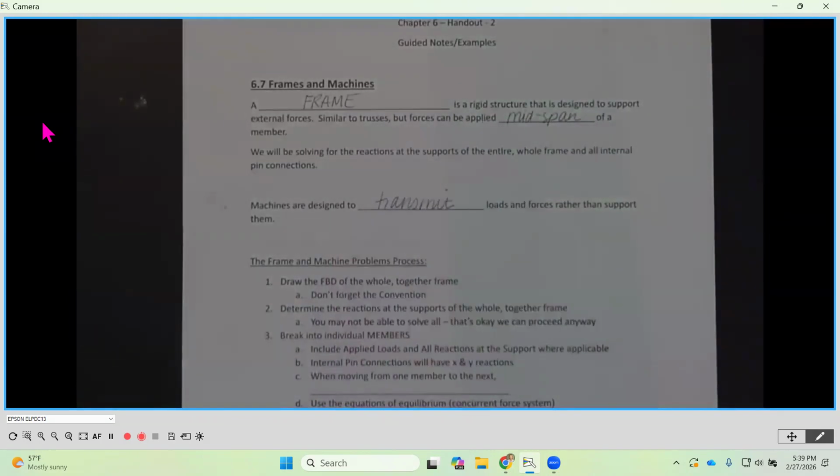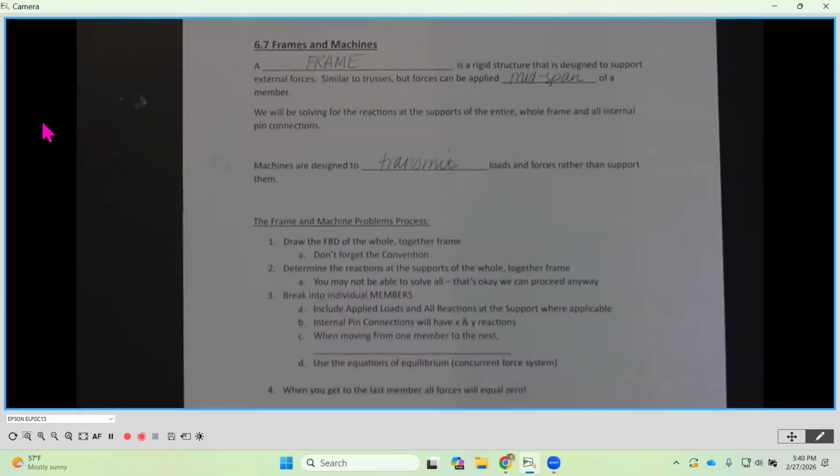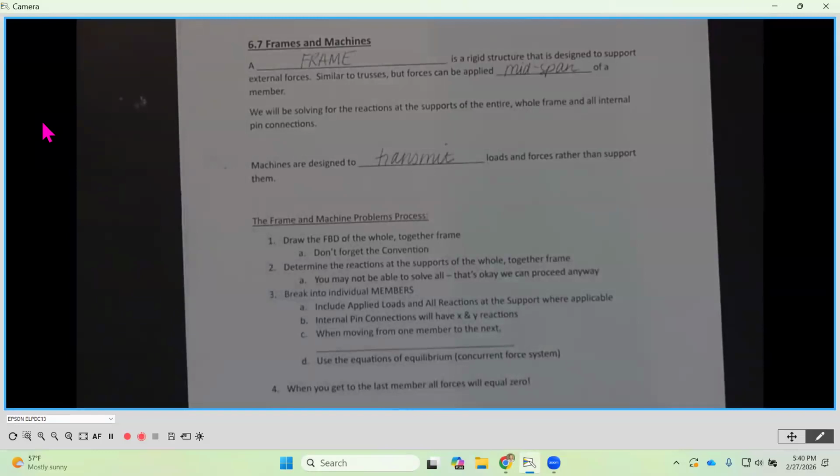A machine, in basically your physics classes, you study simple machines like pulleys and levers. Those are designed to transmit loads. And yes, they have an element of support maybe in them, but their main purpose is usually to help us gain what we call a mechanical advantage. So we'll be looking at examples of each of these in the second part of Module 6.